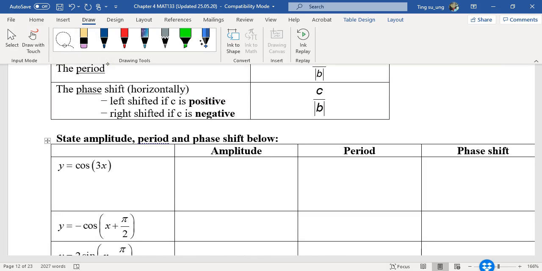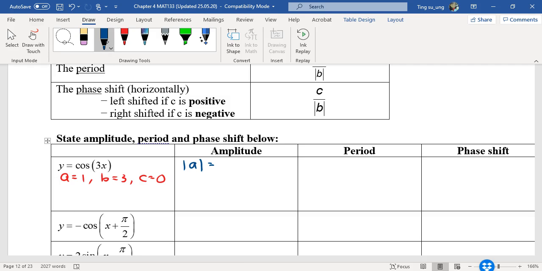Let's try the example here. So as usual, always have a habit to highlight what your A is. In this case your A is 1, your B is 3, your C is 0, meaning no shift to the left or to the right. So write down what your amplitude is, write down the formula. Always have the 3 basic step formulas.